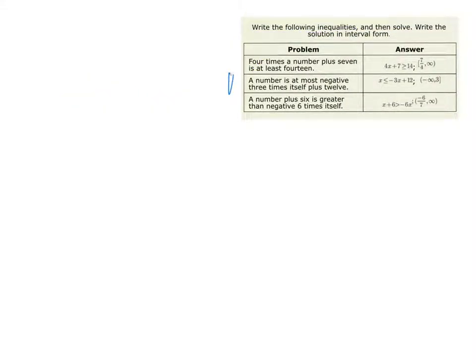So we would have a bracket, 7/4 to positive infinity. A number is at most -3 times itself plus 12. So again, a number, we don't know what this number is, but we'll call it x, is at most, meaning the biggest it can be, and it could be equal to it. So less than or equal to, it has to be less than or equal to -3 times itself, so that'd be -3x plus 12.